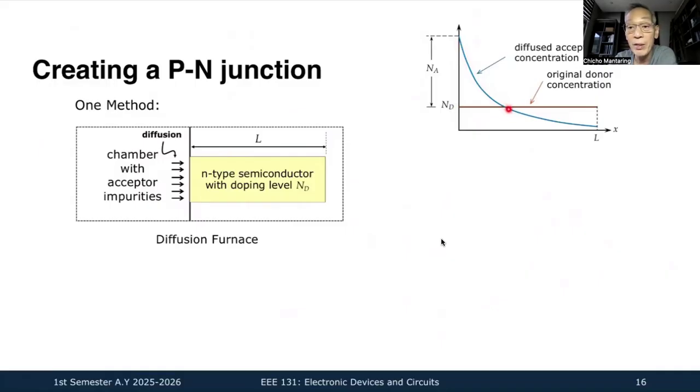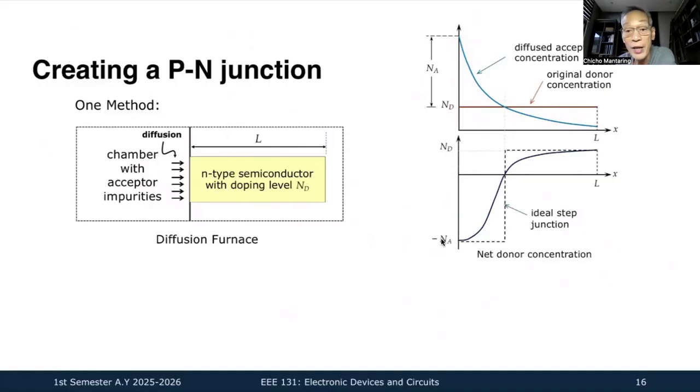But then as you go more toward the right, of course, this is diffusion. Your diffusion really slows down so that eventually your acceptor impurity concentration becomes practically equal to 0. So this is the initial acceptor concentration, which is Na plus Nd here. Numerically equal to Na plus Nd. Here, Na is equal to Nd.